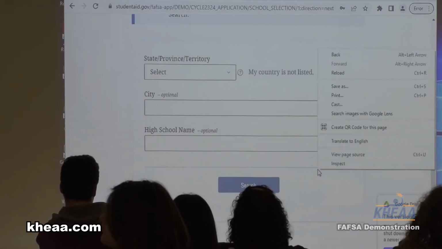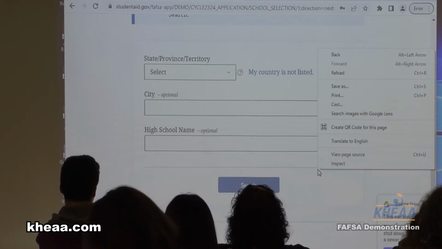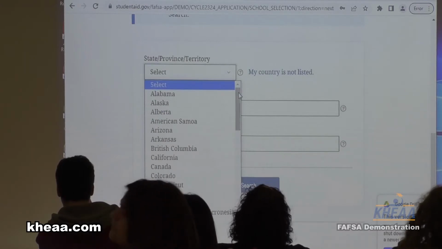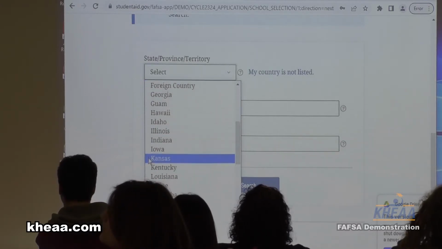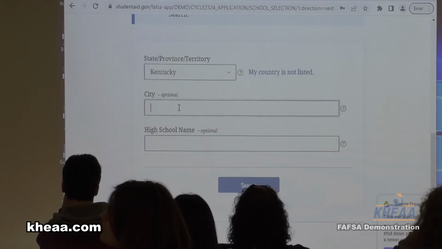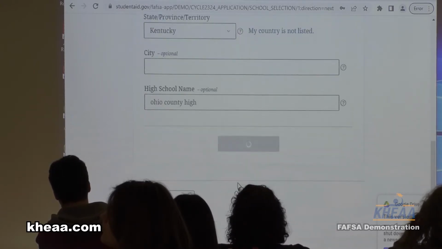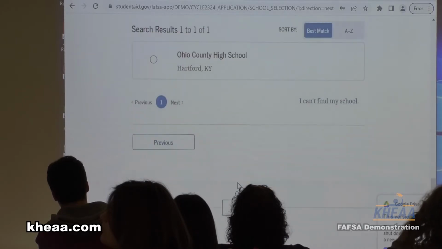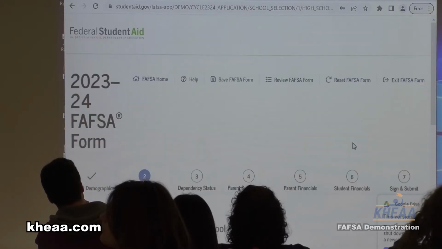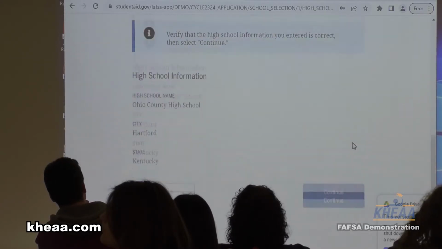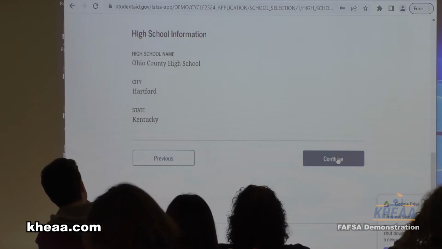Alrighty, so when you get to this page, this is where you will add your high school, okay? I'm just going to pick a random high school in the state of Kentucky, probably the one I graduated from. So Kentucky, and then you'll type in the high school name. I graduated from Ohio County High School. This is where you will put yours. It will automatically pop up so you can just select it and continue, okay? And then you'll press continue just to confirm that's the one you went to.